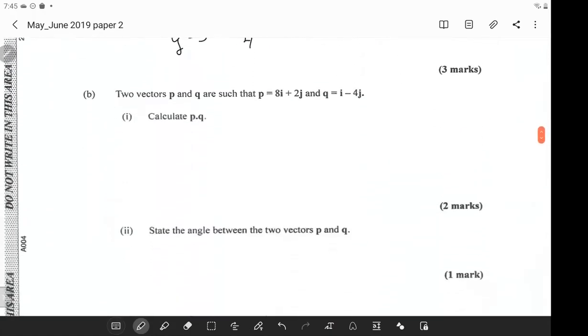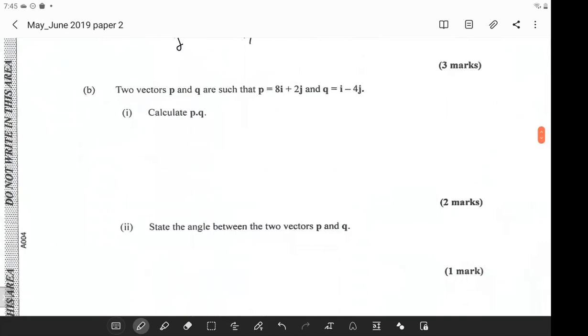Part B, two vectors P and Q are such that P equal 8i plus 2j and Q equal i minus 4j. This is the same thing as writing P equal 8, 2 and Q equal 1, -4. Right? Don't let the i and j confuse you too much. So we want to calculate what is P dot Q.